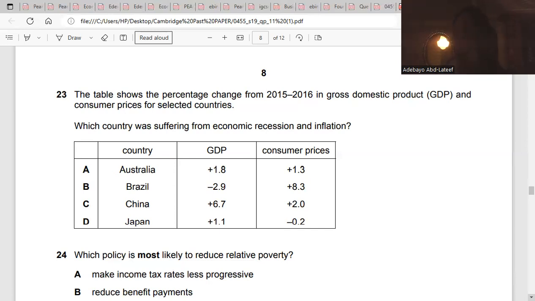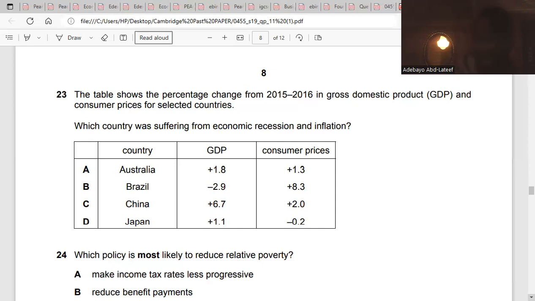So here, based on what we see, Brazil is having a negative GDP, and a negative GDP is recession. That means a decline in economic activity, a decline in economic growth. Then it's having a higher consumer price of 8.3. So that's stagflation. So Brazil is the answer, 23, B.